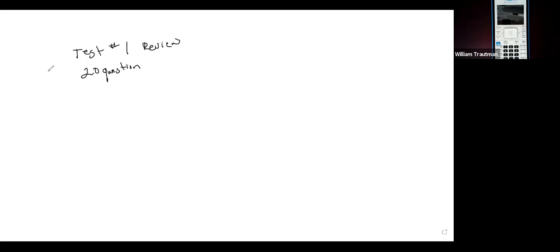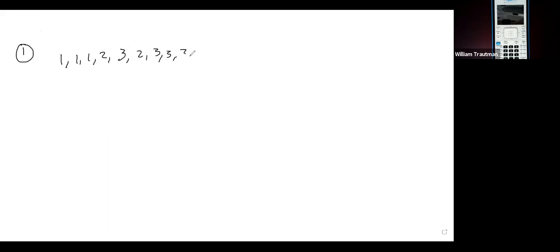So question number 1, and I have the review laid out. I looked at the test and I came up with a review question. So here we go. We have these numbers, and I want to know what the mean is. I recommend putting those in the calculator. I'll do that too. I'm going to put them in my calculator.